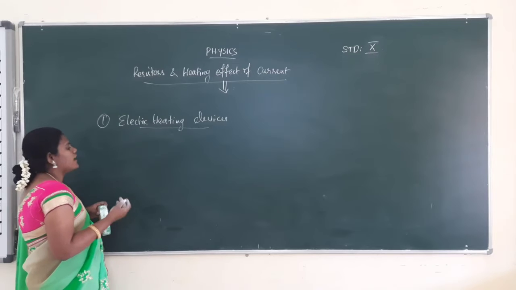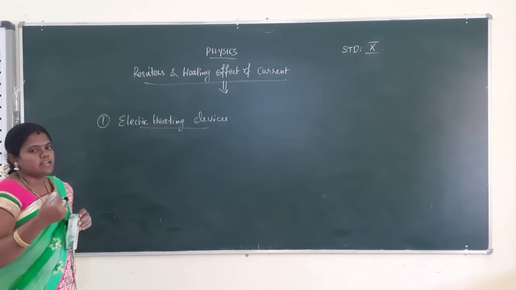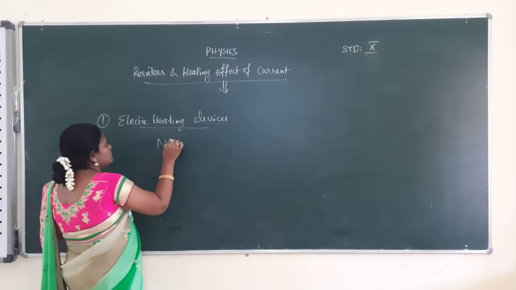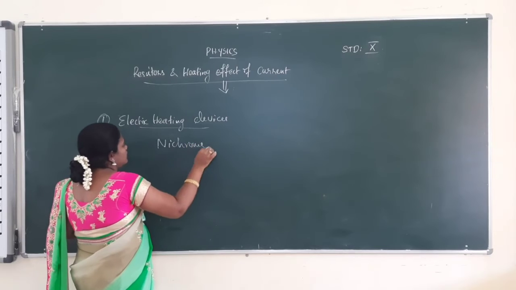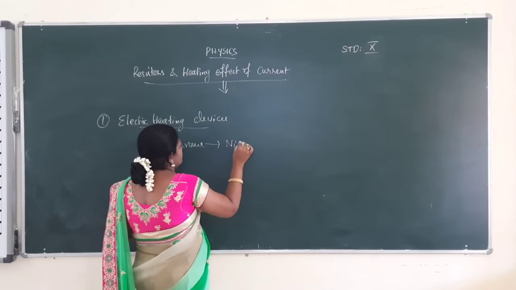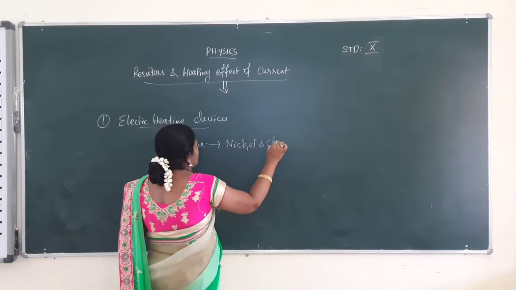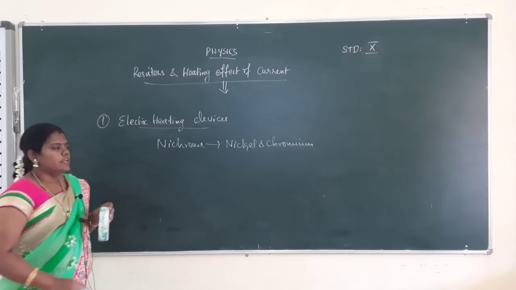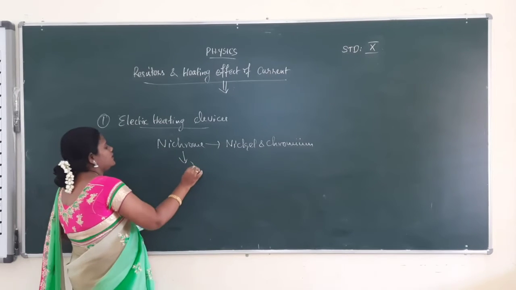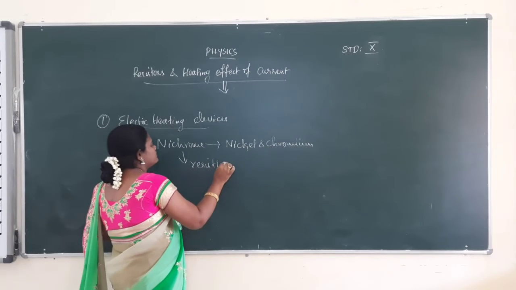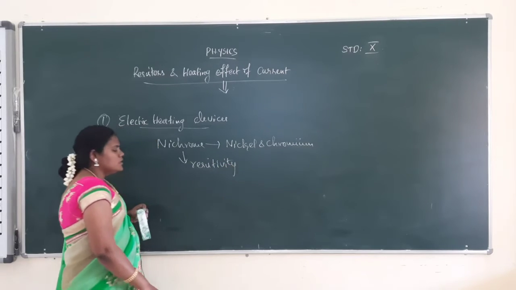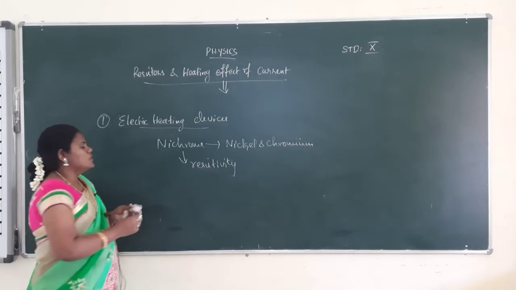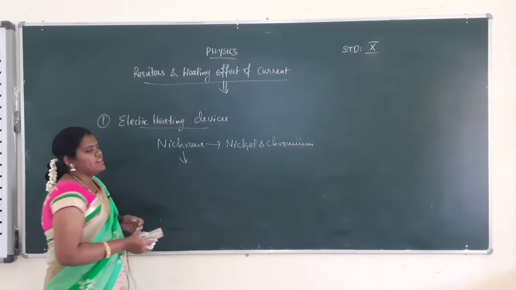In the iron box, when we supply the current, there is one element, and that element is nichrome. Nichrome is an alloy of nickel and chromium. Nichrome has high resistivity and a high melting point, so it cannot melt easily.